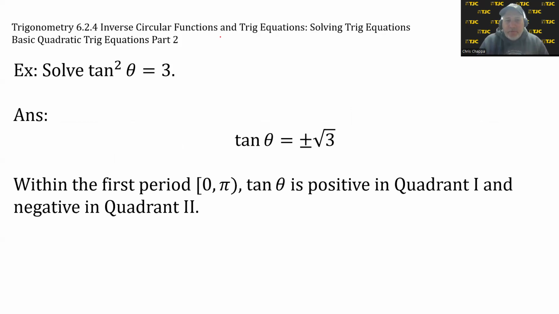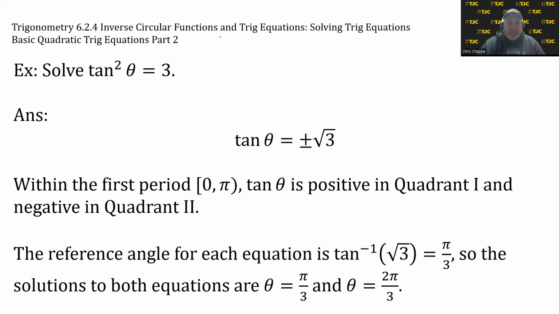Now, within the first period, which is 0 to pi, tangent theta is positive in quadrant 1, so we'll have a solution there, and negative in quadrant 2, so we'll have a solution there. The reference angle for each is tangent inverse of square root of 3, which is pi over 3, because when you do the reference angle, you take the inverse trig function of the absolute value. So we'll have the same reference angle in each quadrant, pi over 3. In quadrant 1, that's the solution, pi over 3. But in quadrant 2, it's pi minus pi over 3, which is 2 pi over 3.